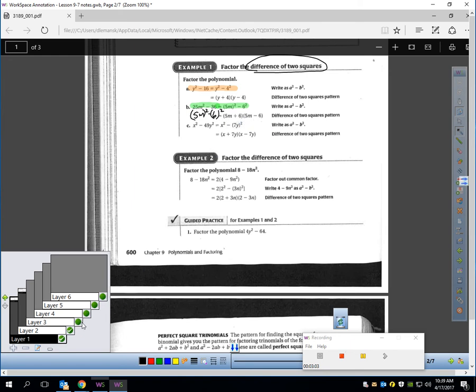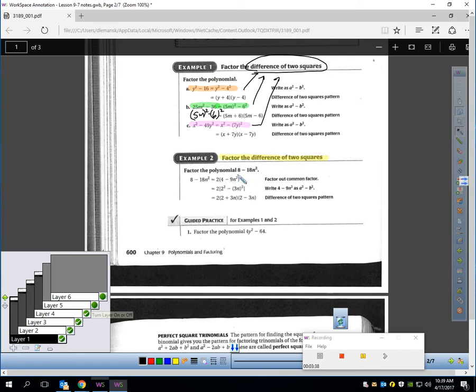And the next sample, x squared minus 49y squared. X is being squared, and 7y is being squared, because 7y squared is 49y squared. So as soon as I see x and 7y, I can write x plus 7y, x minus 7y. Every one of these is a difference, a subtraction, of two perfect squares.